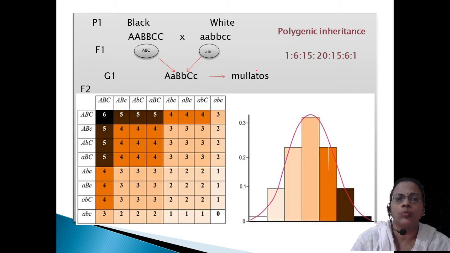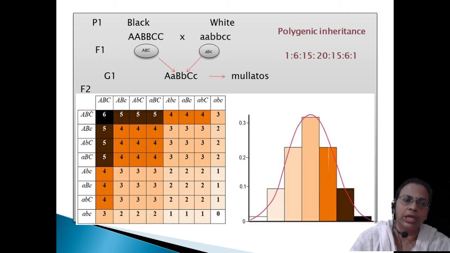And if we cross one mulatto with another mulatto, that is capital A, small a, capital B, small b, capital C, small c into capital A, small a, capital B, small b, capital C, small c, you will get 8 different gametic combinations. How do we get 8? Because 3 genes are involved, and the number is 2 to the power of n. Here 3 alleles are participating, so 2 to the power of 3 means 8 gametic combinations will result.